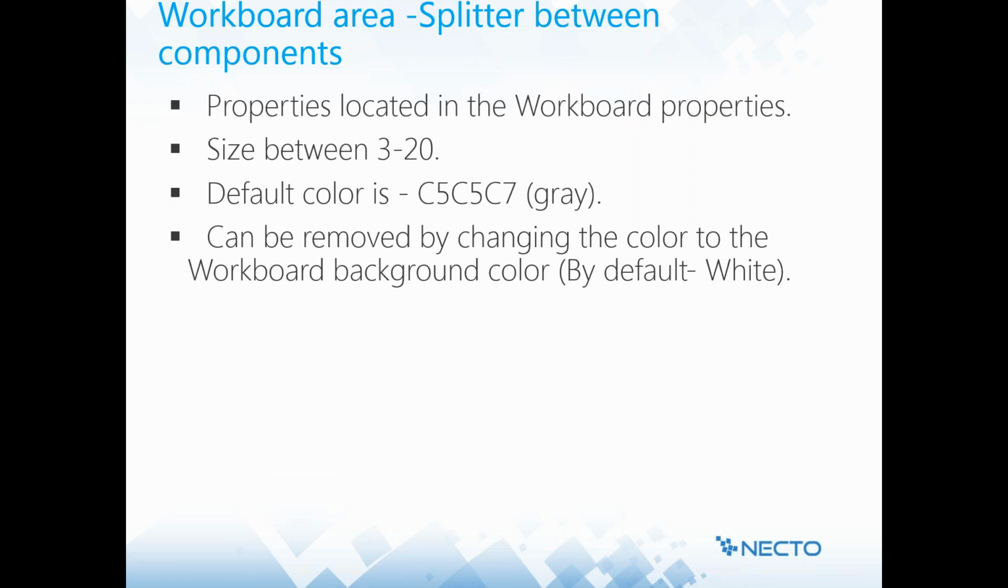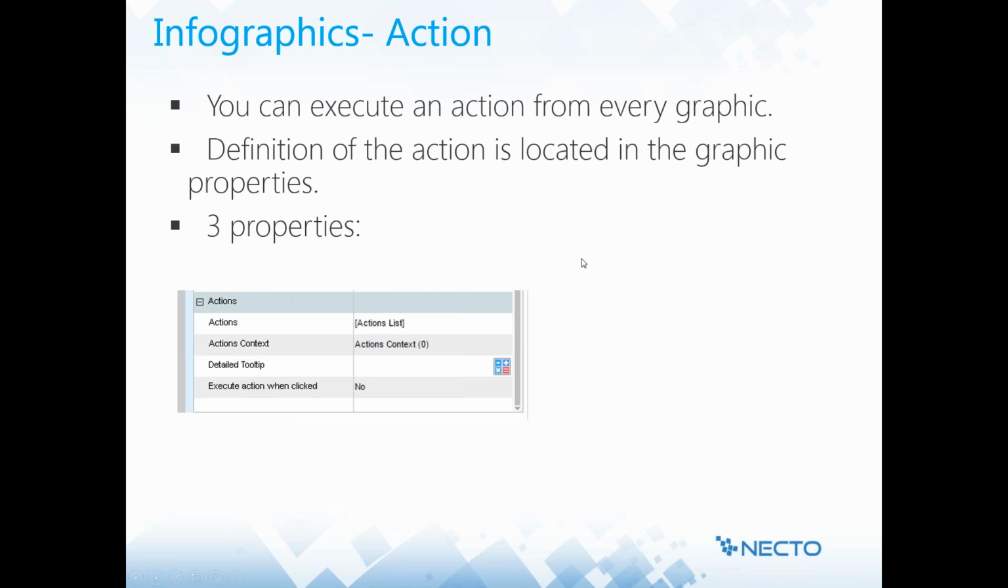In the workboard area, we added a splitter between components. By default it splits and shows a gray color, which is the default color split between the components. It can of course be removed. It can be resized, so it will be a thinner splitter or a wider splitter between the components, and we will show that as well.